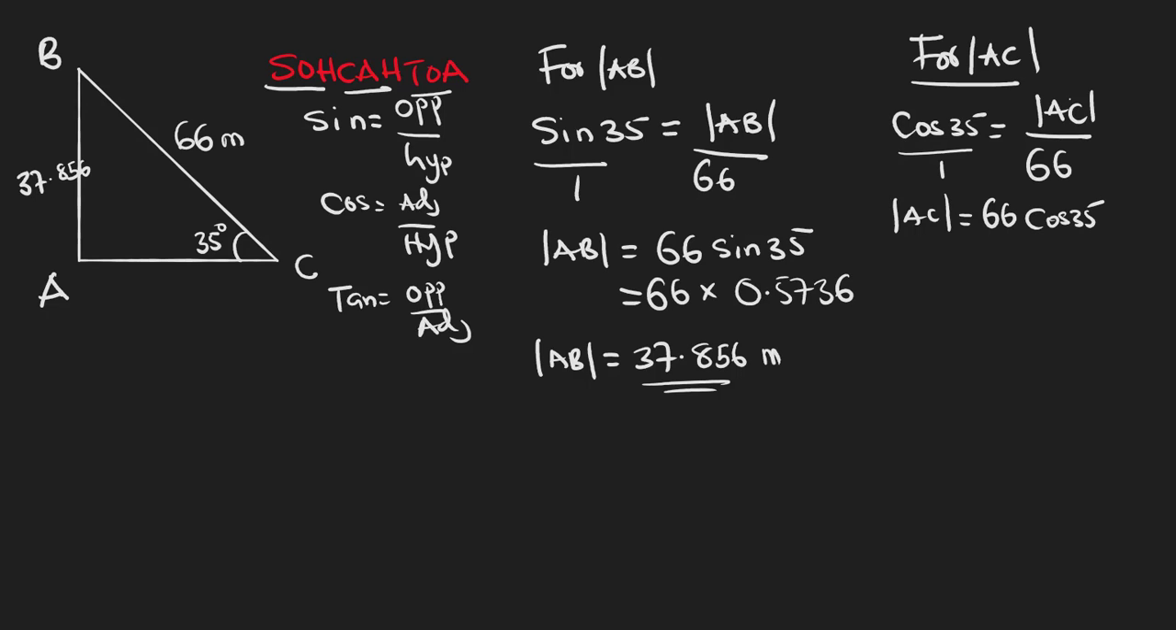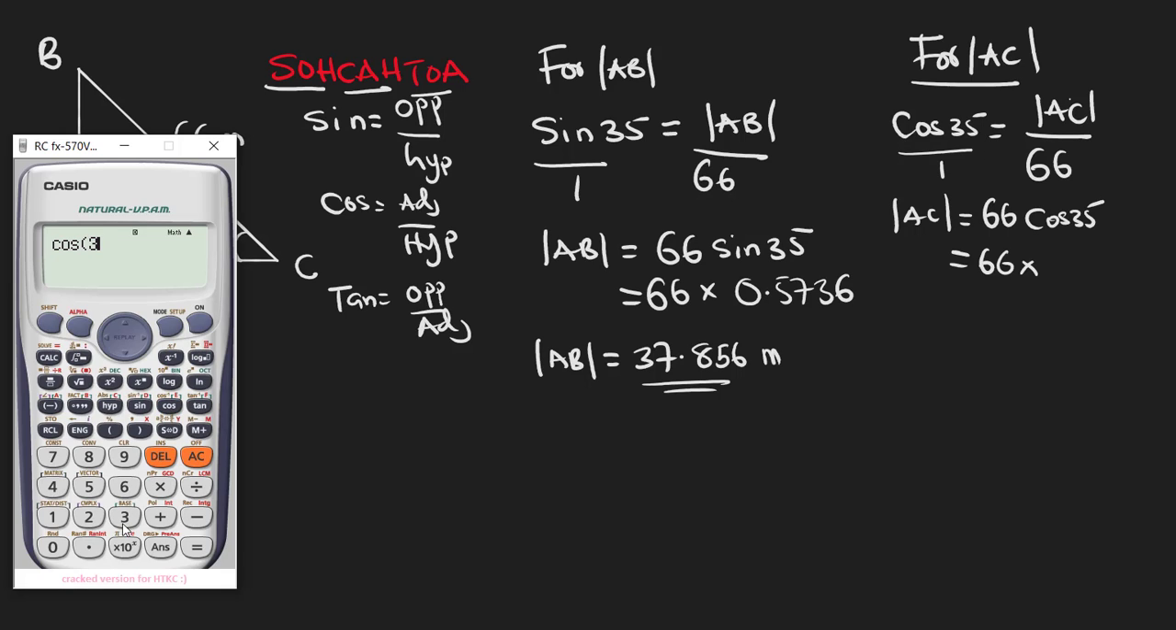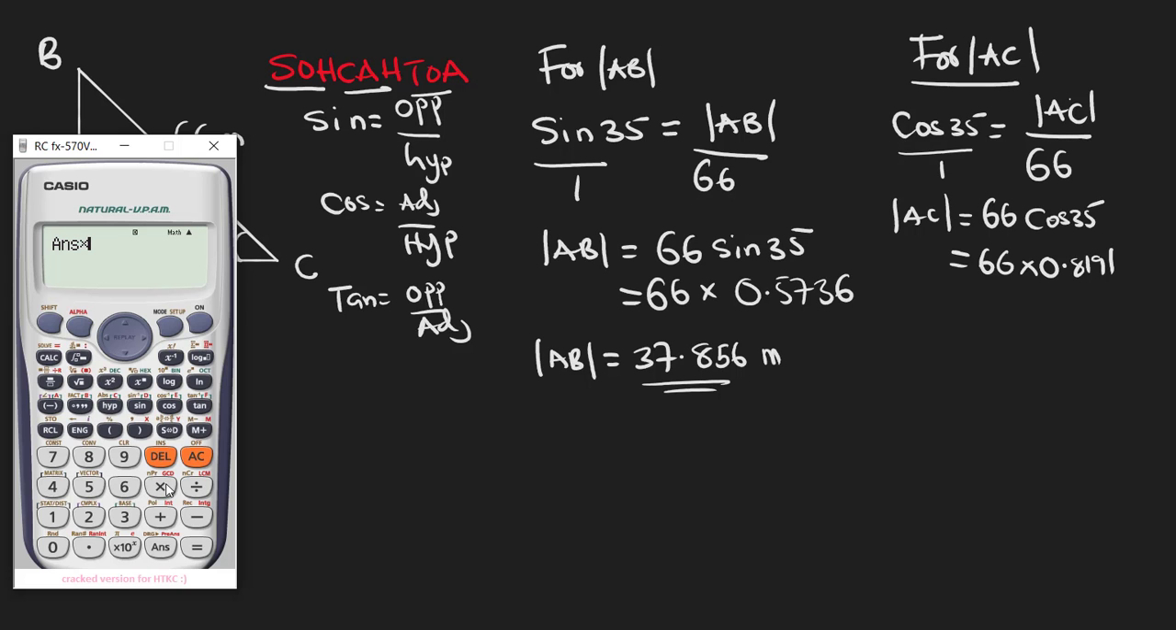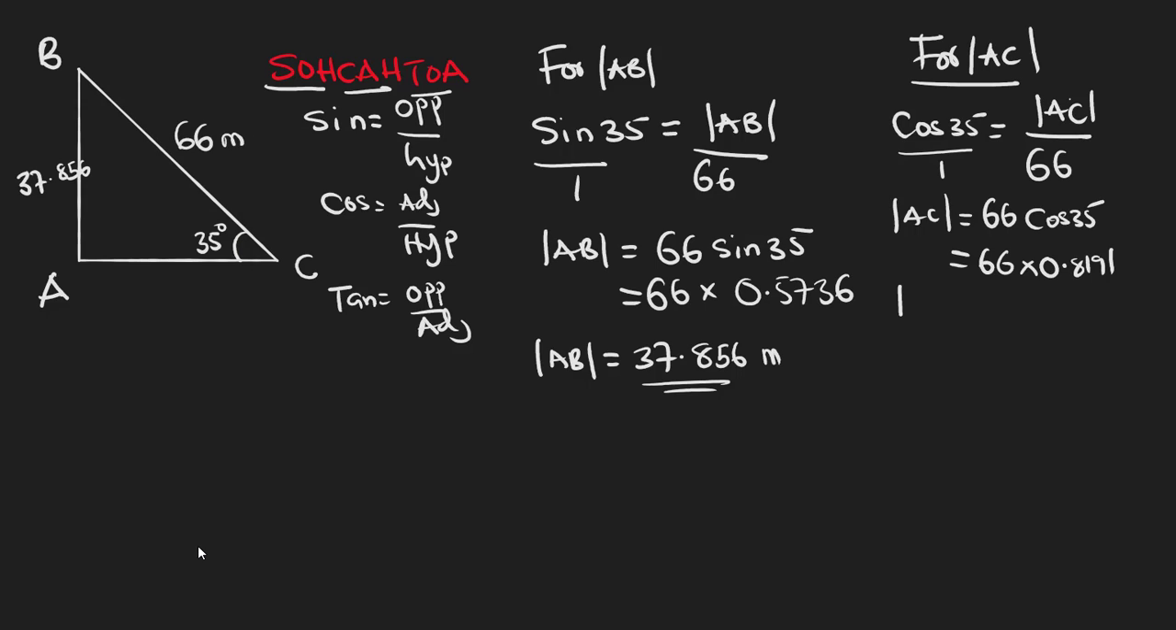Right? So what is cos 35? This one is going to be 66 times cos 35, which is 0.8191. So 0.8191 times 66 is 54.06. So AC, or line AC, is 54.06 meters. So this is our line AC.